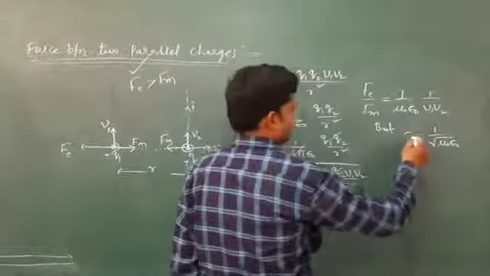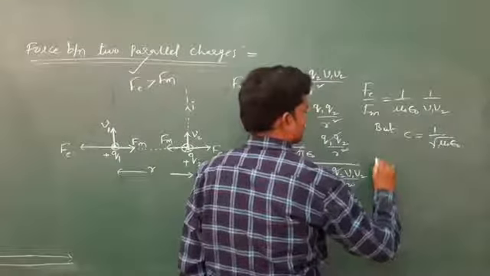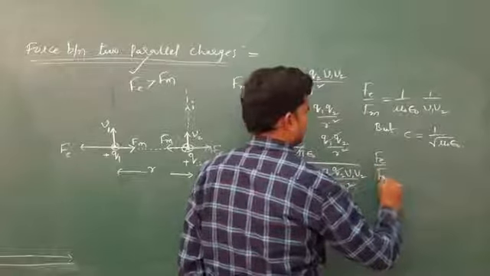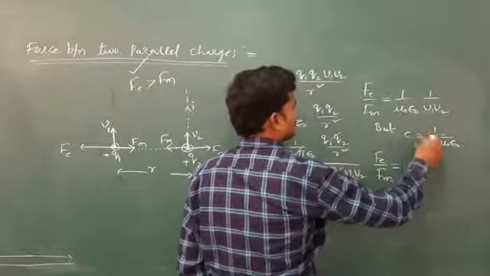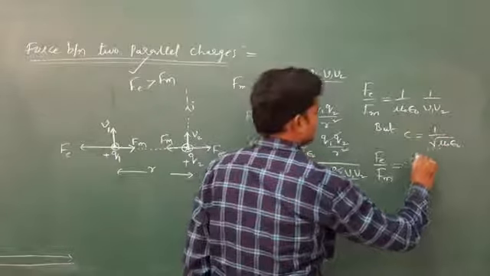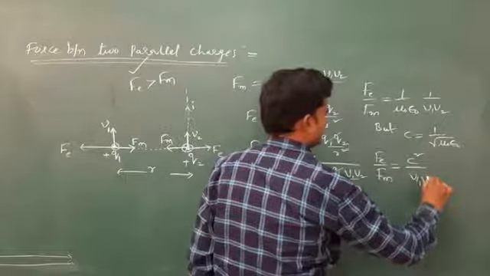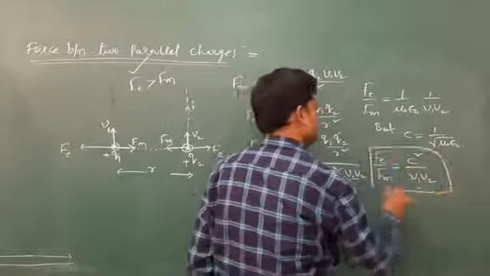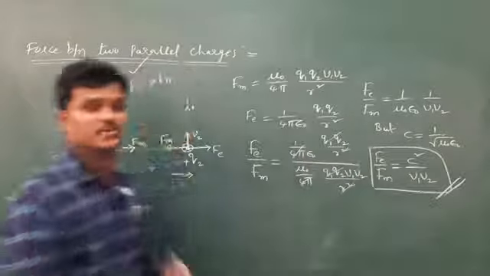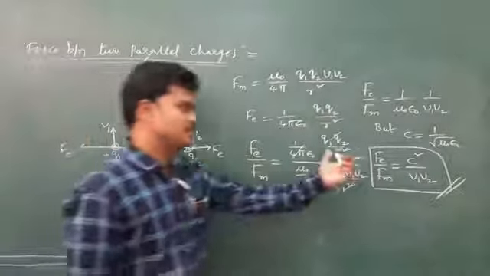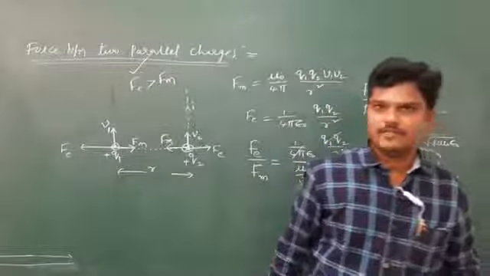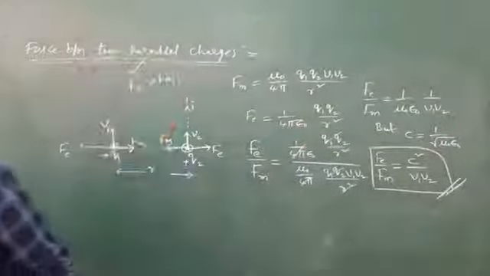So this value we can write as Fe by Fm, 1 by root of this value. If I use square, C square is equal to this value. So C square by V1 V2 is the ratio of electrical force to the magnetic force. Okay, keep this one in mind.